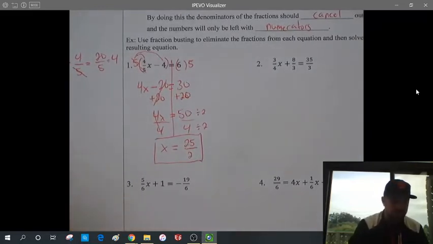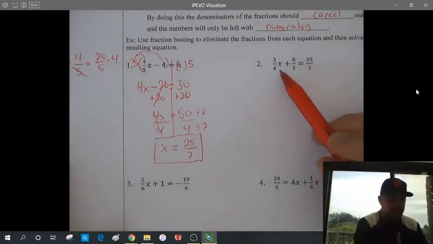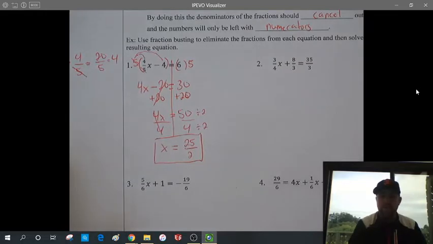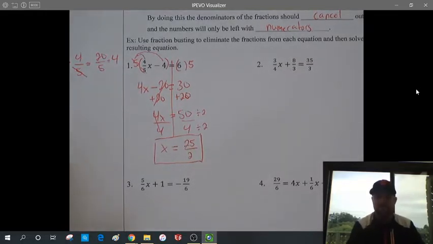Okay, for number 2, this time I have 3 fractions involved in my equation. I have 3/4, 8/3, and 35/3. So again, to figure out what number I want to multiply by, I have to think of the denominators, and I have to think of the first common denominator between all 3 of those fractions.